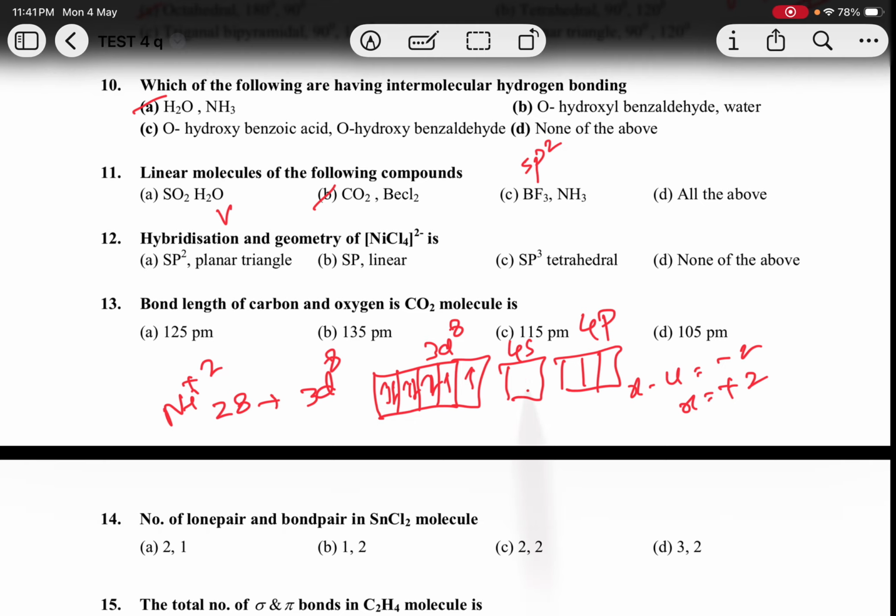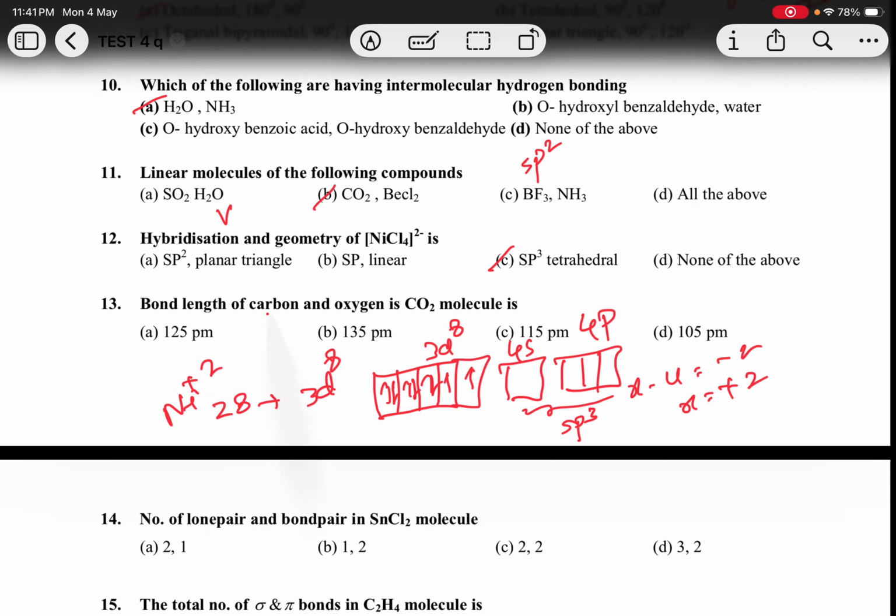The number of orbitals involved in hybridization according to valence bond theory: here the coordination number is 4, so 4 orbitals are involved, that is 1 4s orbital and 3 4p orbitals. So it undergoes sp3 hybridization, and the structure is tetrahedral. The options given are A sp2 planar triangle, B sp linear, C sp3 tetrahedral, D none of the above. So option C is the correct one, that is sp3 tetrahedral.